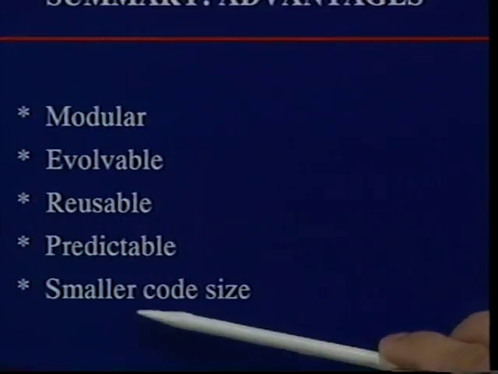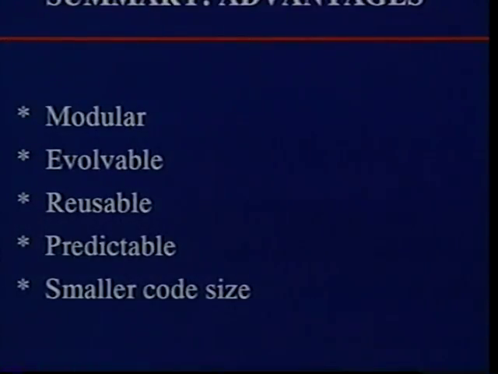As a result, you reduce the time to develop software. Then you end up with a smaller code size because of inheritance and so on. The other thing is predictable. That is, using this object oriented software, we claim, and this is again a claim, it has not been really proven as such, that the software development process is predictable.